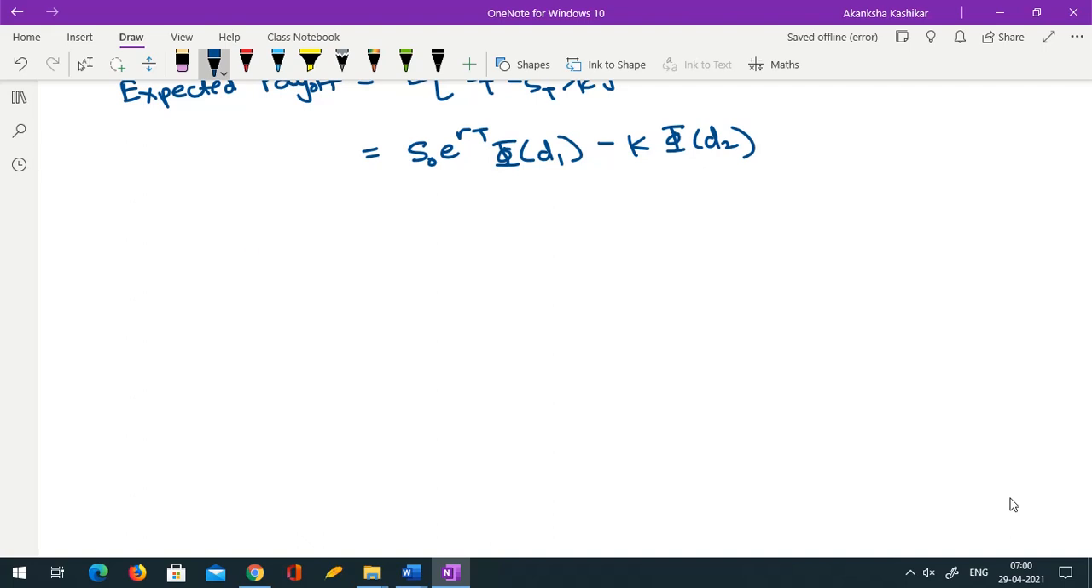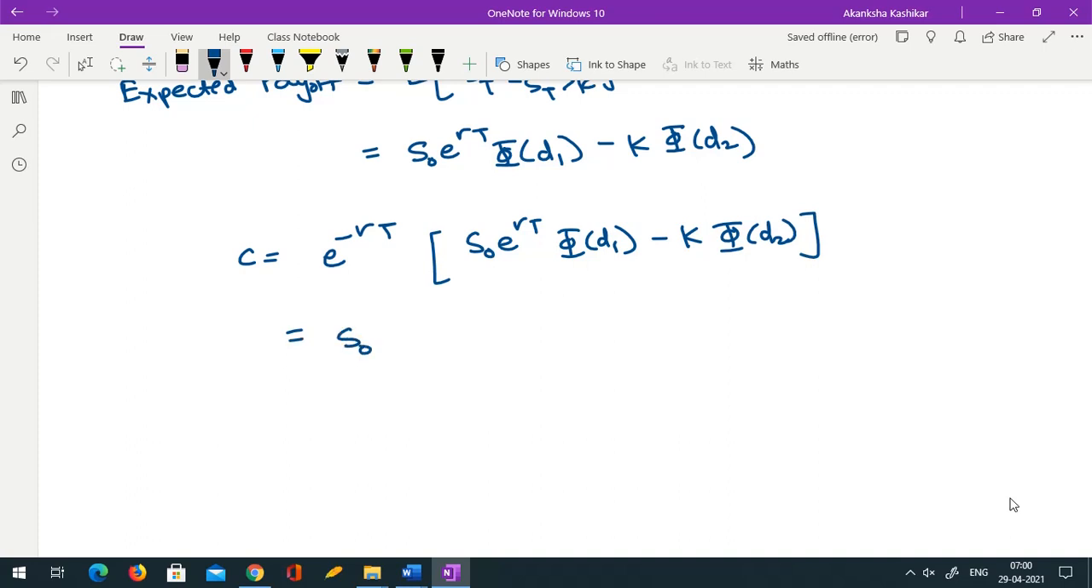But finally what we want is call price. So call price is discounted version of this expected payoff. So e raised to minus RT times S naught e raised to RT phi D1 minus K phi D2. So this becomes S naught phi D1 minus K e raised to minus RT phi D2. Okay, my final formula for call option price is S naught phi D1 minus K e raised to minus RT phi D2, where D1 and D2 have been defined earlier. Is it okay?